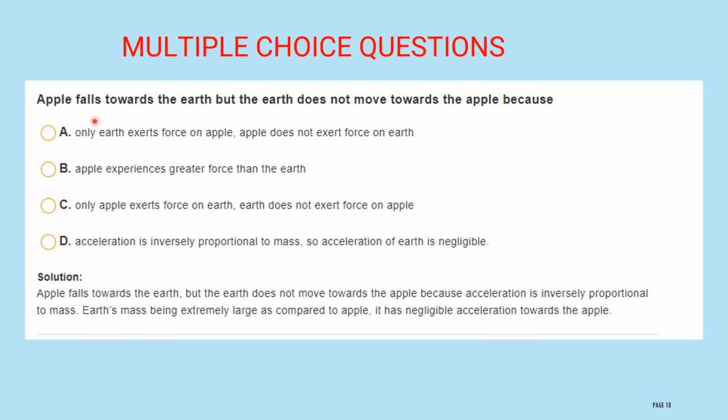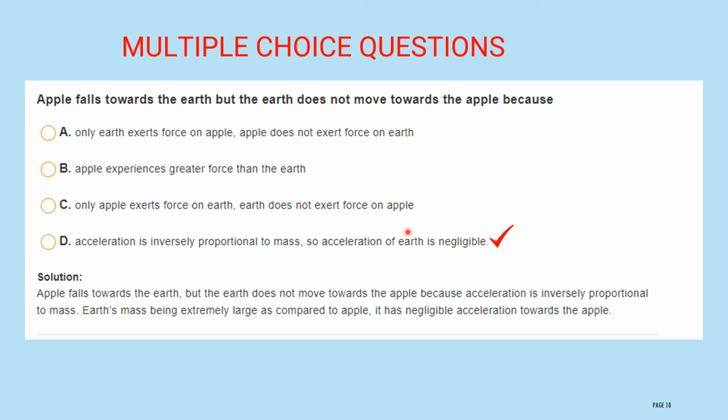Next question. Apple falls towards the earth, but the earth does not move towards the apple because option A, only earth exerts force on apple. Apple does not exert force on earth. Option B, apple experiences greater force than the earth. Option C, only apple exerts force on earth. Earth does not exert force on apple. Option D, acceleration is inversely proportional to mass. So, acceleration of earth is negligible. Option 4 is the correct answer.